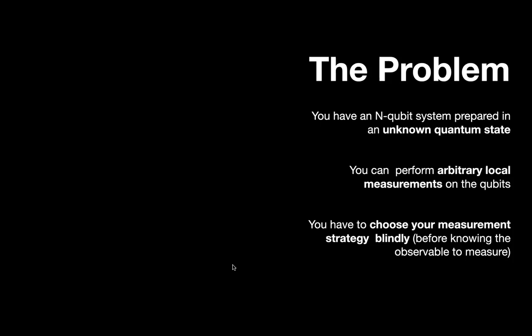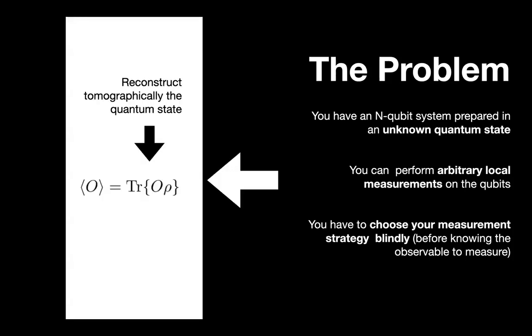If I give you these conditions, probably most of you would agree with me that the only way of proceeding would be passing through the tomographic reconstruction of the quantum state. So reconstructing the state first and then measuring the mean value of the observable subsequently through this obviously well-known formula. The problem of this is that this is exponentially hard.